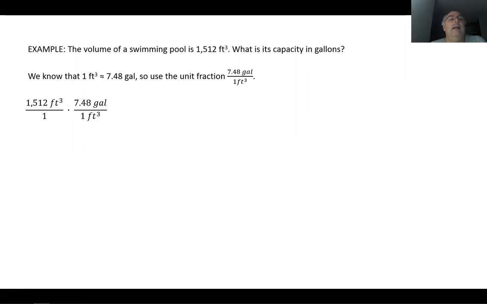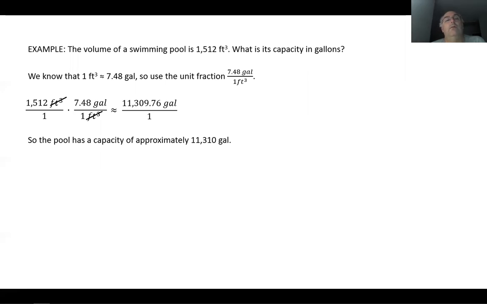And we can actually make this conversion in a single step because we notice that we have cubic feet as part of this conversion, not just feet. So they do cancel out right away. We just make our multiplying effect here. And in the end, we get that the pool has a capacity of approximately 11,310 gallons.